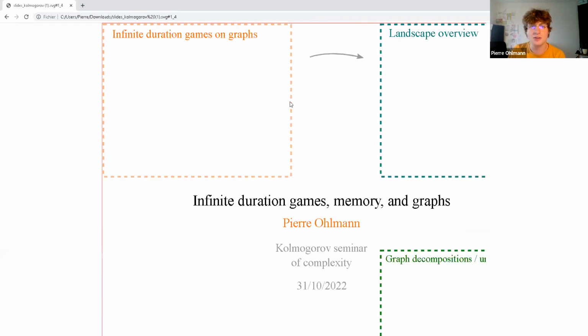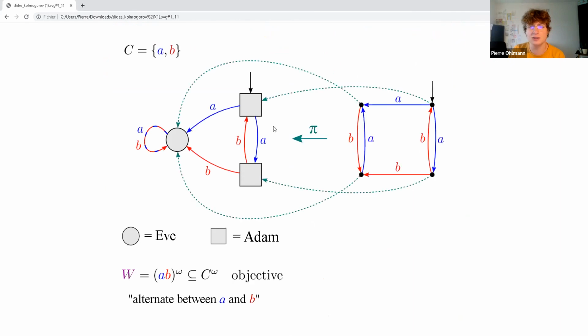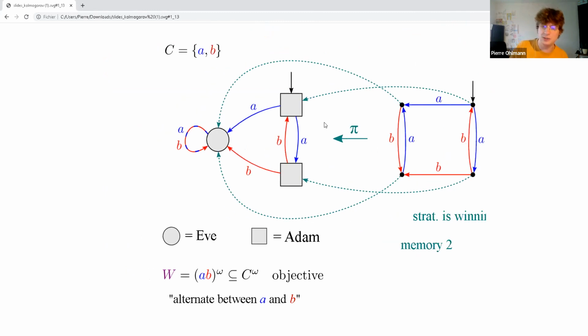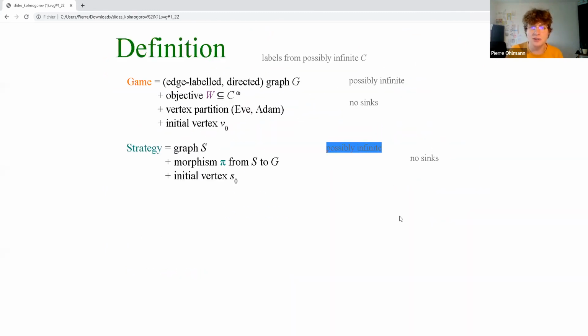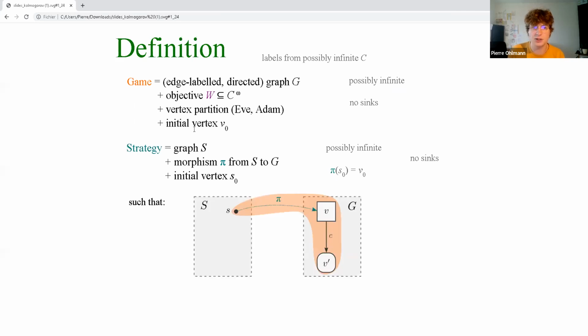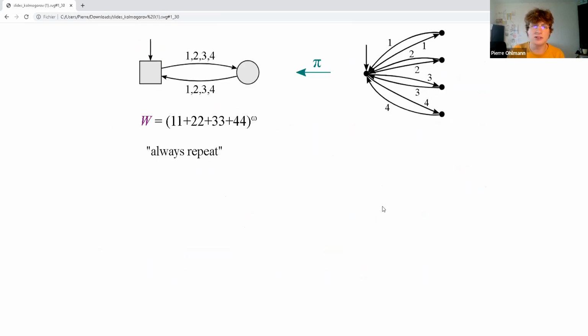So we started here to define everything. This was an example of a game to illustrate the notion of a strategy. Then we gave a real definition. A strategy is just a graph with a morphism towards the game that satisfies a certain requirement in this diagram. And then we looked at a lot of examples.